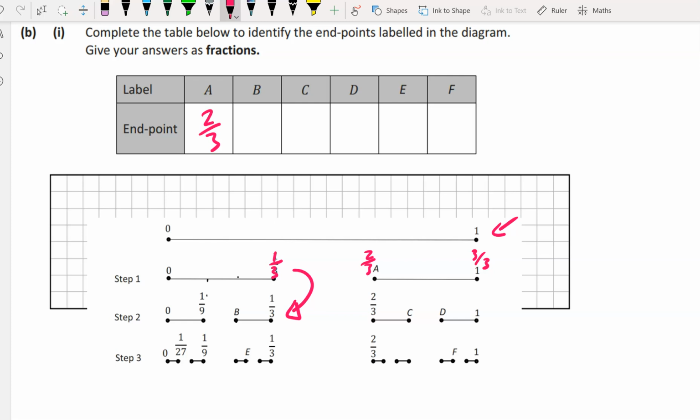1/3 times 1/3 is 1/9. So each gap is 1/9. So this is 1/9. Here's 1/9. And we do go another 1/9. So it's obviously 2/9. This is obviously 3/9, which is the same as 1/3. So B here is 2/9.